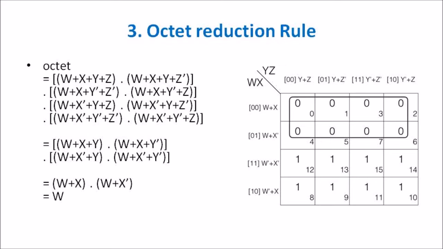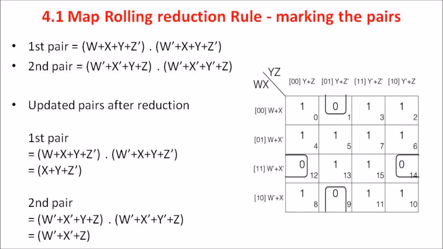So here we can see that in the octet reduction, the octet rule will remove 3 variables in different individual terms. So my dear students, when we come to the map rolling reduction rule, the first set of map rolling is pair rolling. In this we should consider a K-map's top edge is connected with the bottom edge and the left edge is connected with the right edge, and then we mark pair, quad and octet, etc.